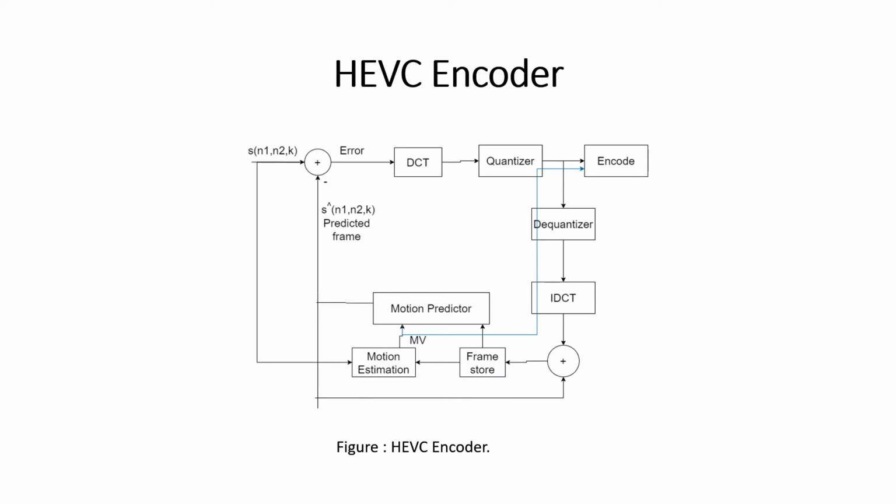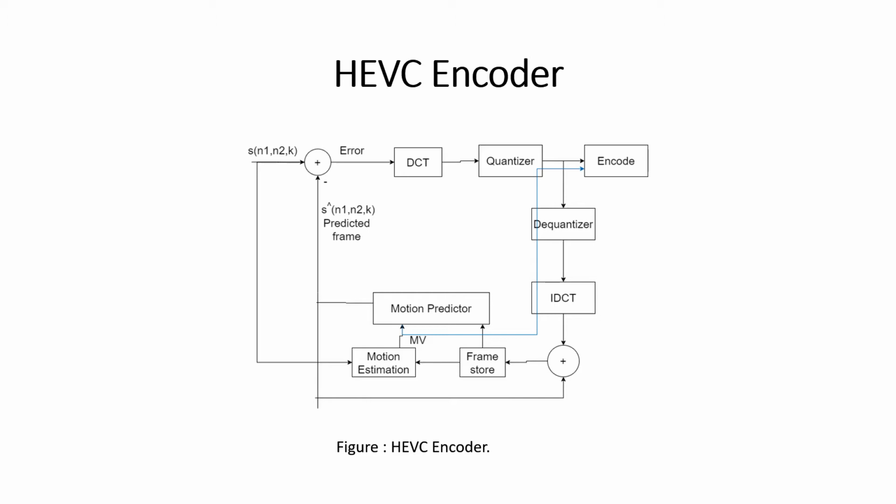So if we see the HEVC encoder, which compresses the video frames, it basically exploits two redundancies. One is spatial, which is exploited by the DCT block. One is temporal, which is exploited by this motion estimation block.